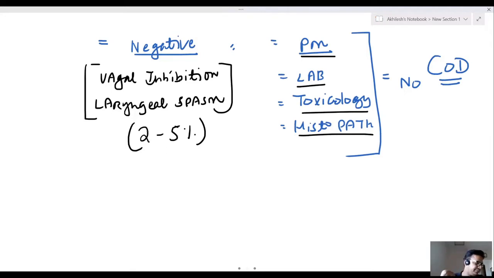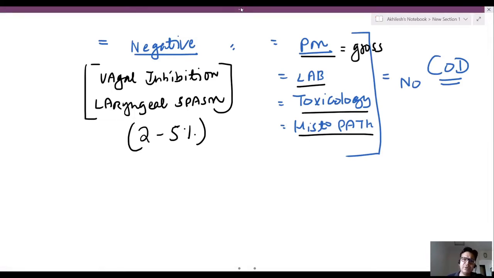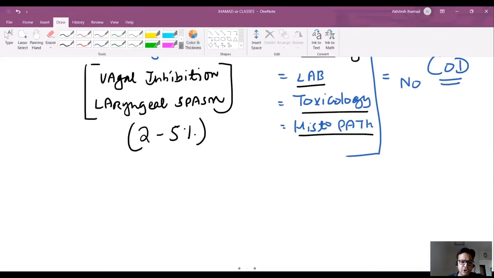Negative autopsy. Even in gross finding, you cannot get anything. After postmortem lab toxicology, this is negative autopsy. But sir, sometime a question comes, obscure autopsy.